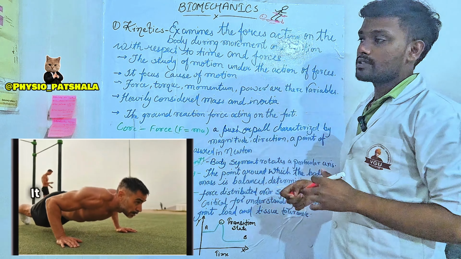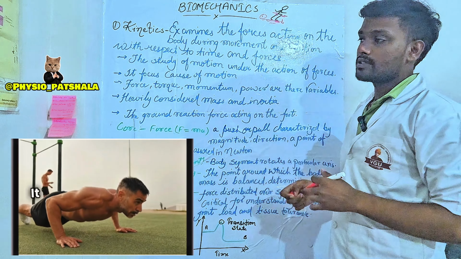It focuses on the cause of the motion. Kinetics is based on what kind of force has to be inside the person's body for motion to occur. Force, torque, momentum, and power are its variables. What is the meaning of that? In kinetics, force: a person is running, so what kind of force has to occur here to perform proper running? That is the base of support and center of gravity, and the muscle force to maintain balance and coordination to run on a linear path or in a coordinated way.